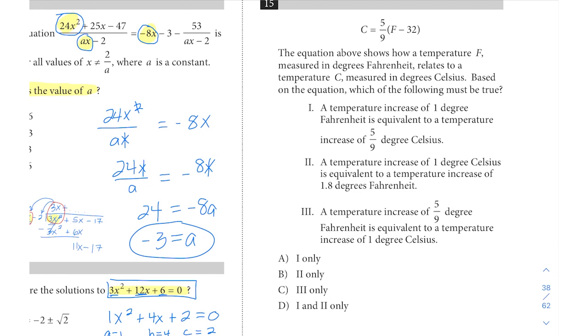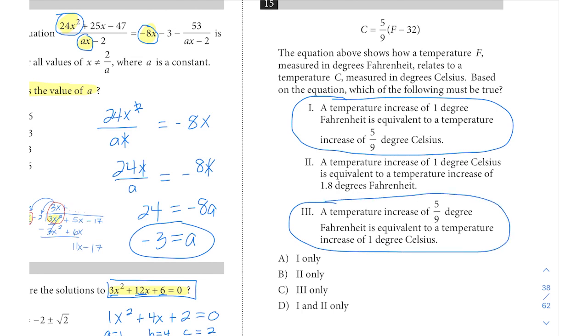Well, from a strategy perspective, if we look, we can see here that for Roman numeral 1 and Roman numeral 3, they've really just switched around the relationship. So basically they're saying, is Celsius 5/9 Fahrenheit, or is Fahrenheit going to be 5/9 Celsius? That's what those two are saying. So they oppose each other. So here, let's see what that relationship is going to be. Which one goes up 1 when the other one goes up 5/9, and vice versa.